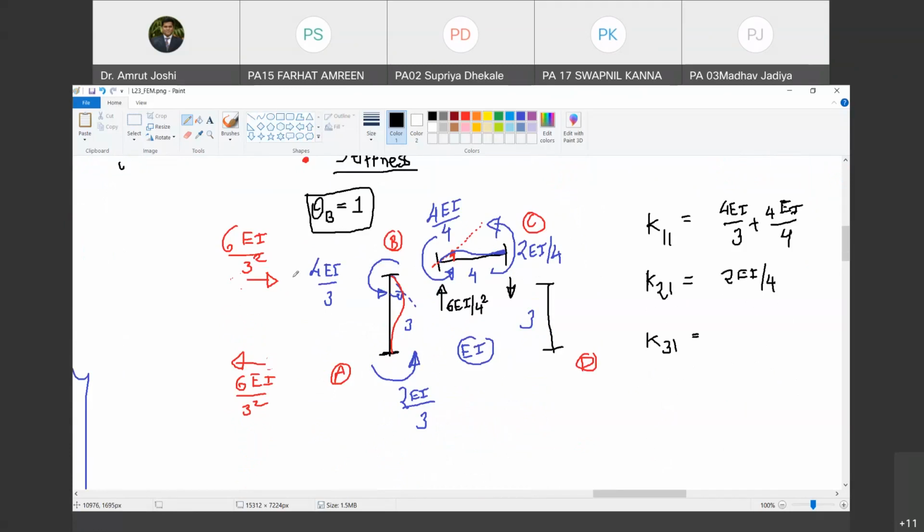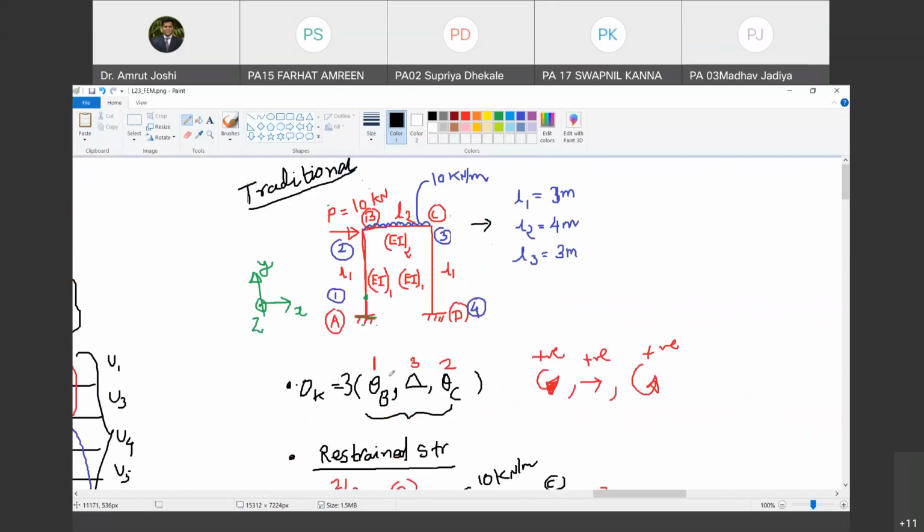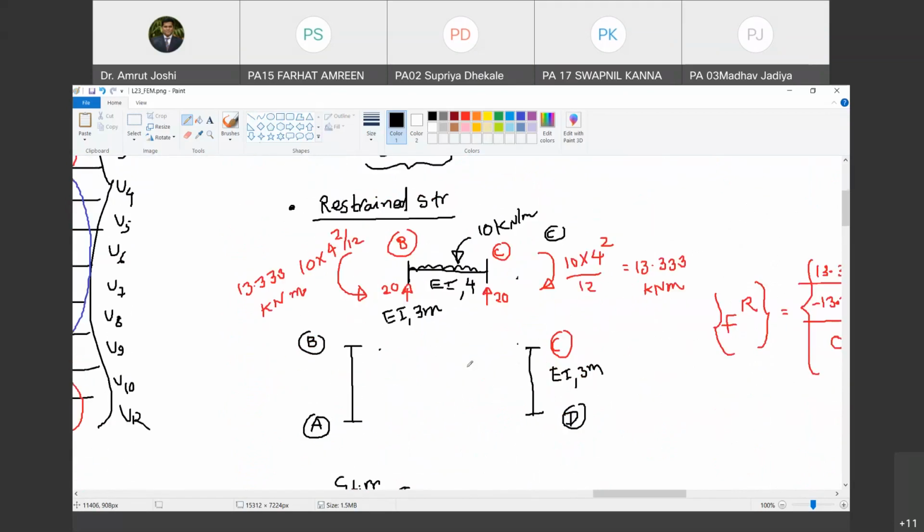Yes, sir. And how much is that? 6 EI by 3 square, and with our sign convention towards right is positive. So I am going to write it as 6 EI upon 3 square. Are you with me? Yes, sir. Okay. Now that's all. There is no 4. There are only 3 degrees of kinematic indeterminacy.